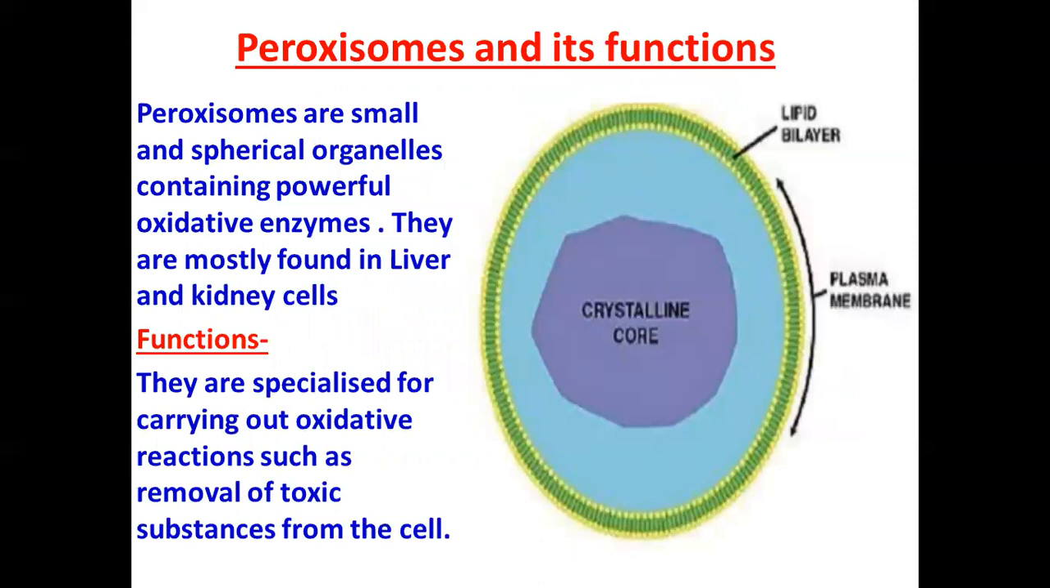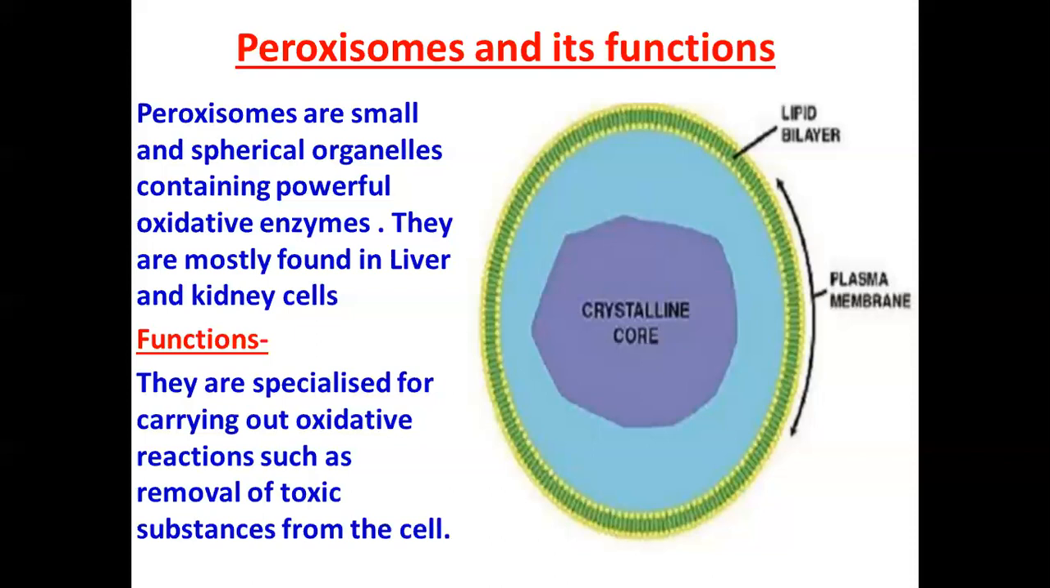Next is the peroxisome and its function. Now, what is this peroxisome, children? Peroxisomes are very small and spherical organelles containing powerful oxidative enzymes. They are bounded by a single membrane. Peroxisomes are mostly found in kidney and liver cells. The inner content of a peroxisome is finely granular, but sometimes a crystalline core is visible by electron microscope in the center. This crystalline core is a crystallized protein called catalase enzyme.